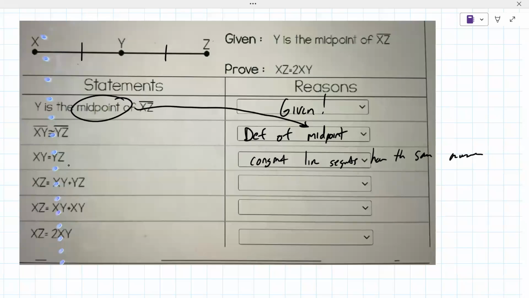So you're looking for something like the segment addition postulate, something like that on there. You're looking for the words that describe what you already see. These are segments, you're adding them up.